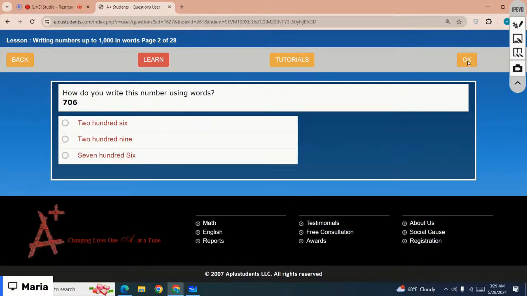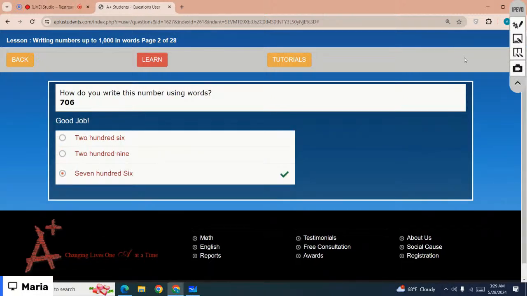How do you write this number using words, which is the correct option? Yes, that is the last one, 706. Option number 3 is the correct option.